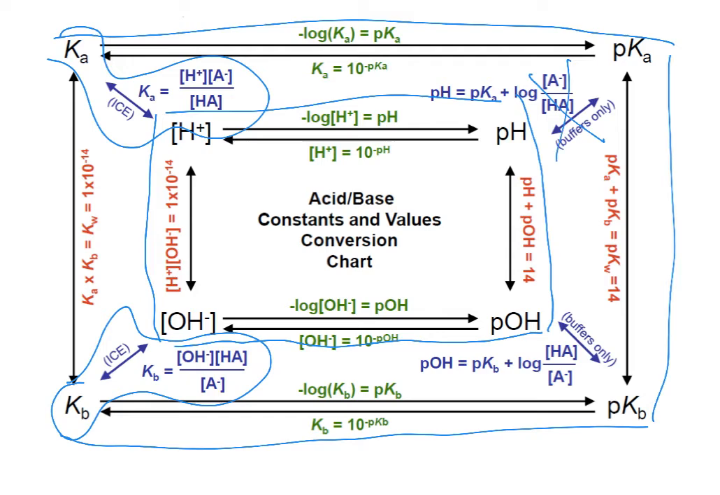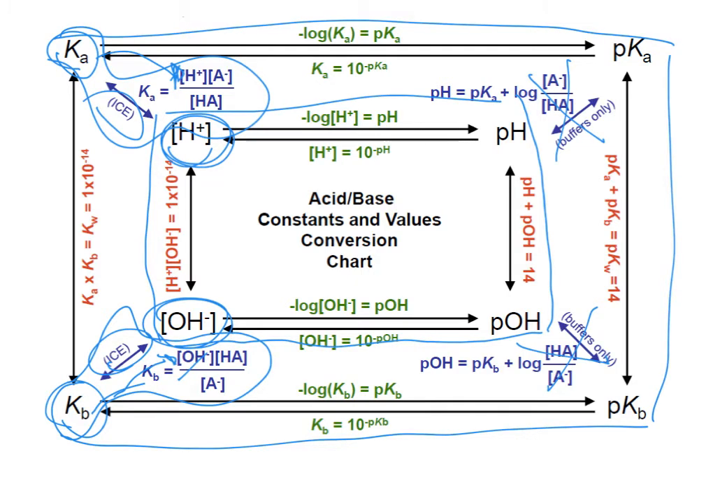And we're not going to worry about buffers yet. That's a later chapter. Alrighty, but I do want you to know that you can find hydrogen ion or hydroxide ion from Ka or Kb. That's because the expression for Ka and Kb has each of those ion concentrations in them. And we use something called an ICE table, which I'm going to start showing you right now, to be able to use math to get the concentration of hydroxide and hydronium ion.